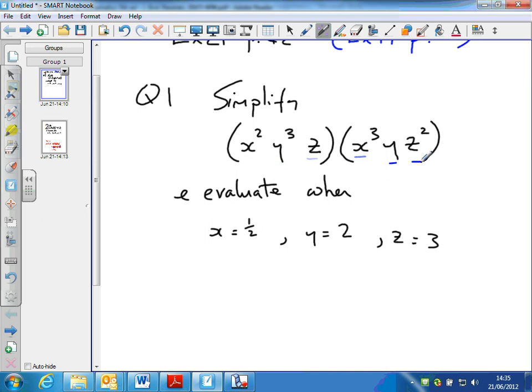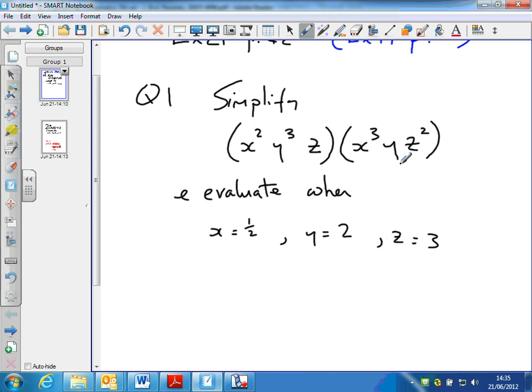So what do I do? Well, I use the laws of indices, because I don't know what base x is, but I know it's the same in both of these. So I've got an x squared times an x cubed, so I add the powers. 2 plus 3 is 5. Similar for the y's, y cubed times y, add the powers. 3 plus 1. Remember, if y is on its own, it means to the power of 1. And similarly for the z's.